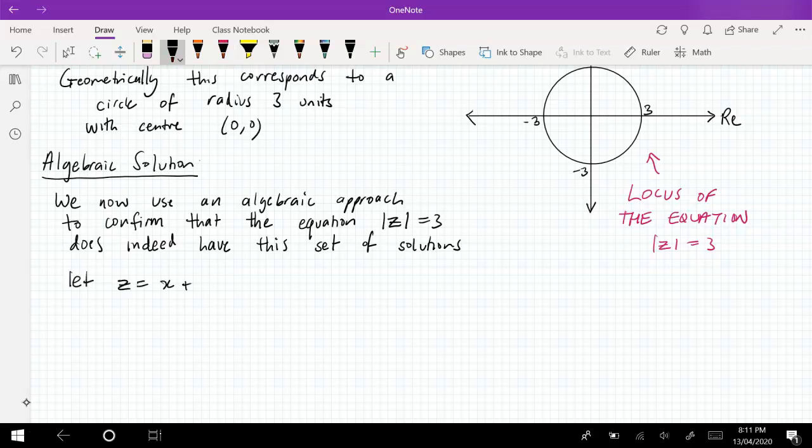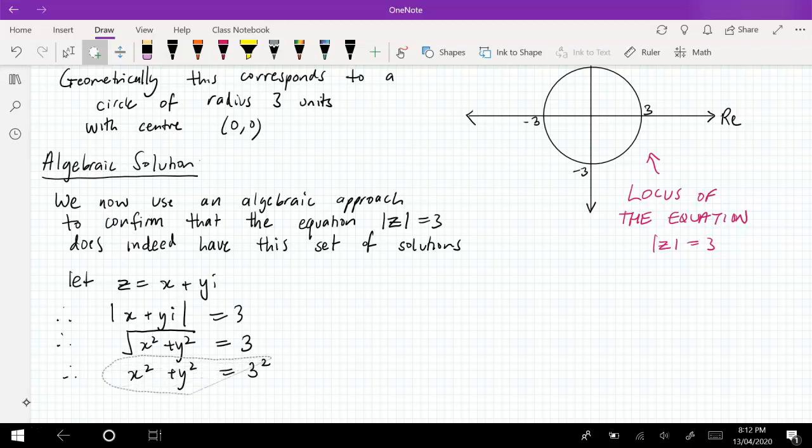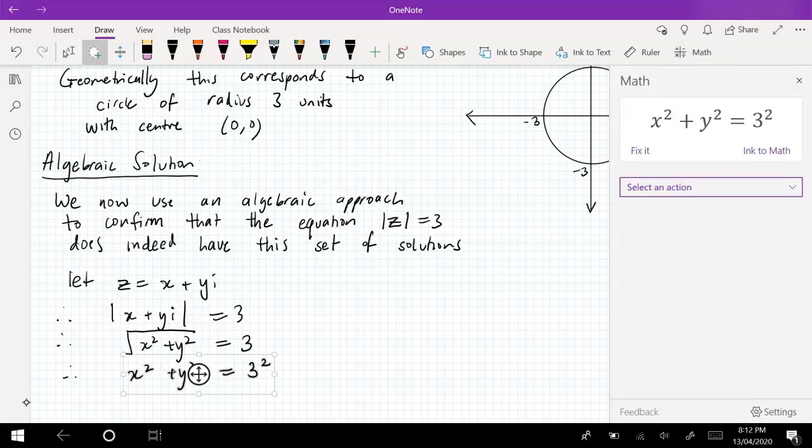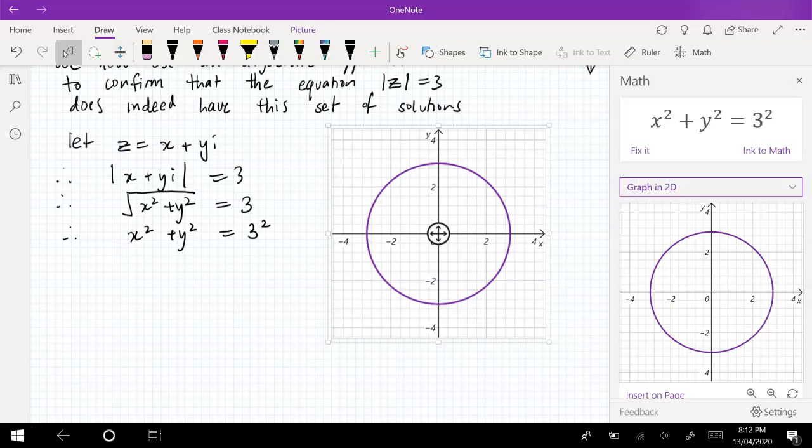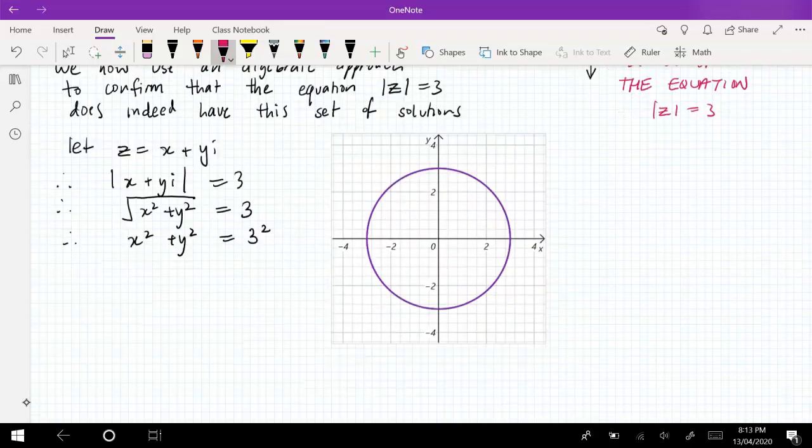To solve our algebraic equation, we're going to begin by letting z equal x plus yi, where x and y are both real numbers. So therefore we get the modulus of x plus yi equals 3. Applying the definition of the modulus, we get the square root of x squared plus y squared equals 3. Squaring both sides, we get x squared plus y squared equals 3 squared. Now if we graph this equation using the built-in maths tools in OneNote, we see, as before, a circle with center 0, 0 and radius 3.